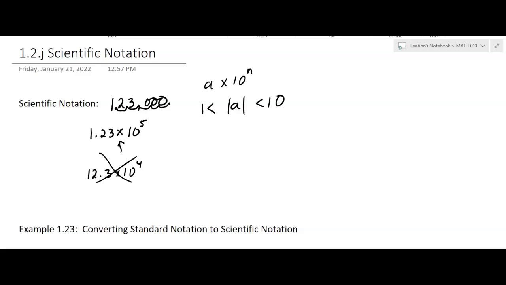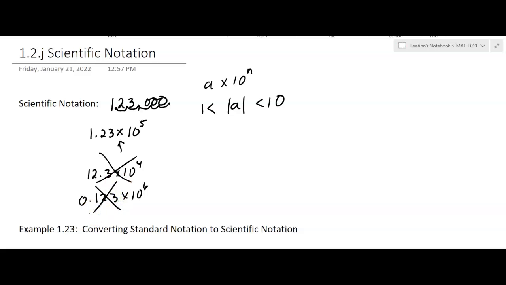All right. But you can't move the decimal too far or not far enough. Like if you tried to put 0.123 times 10 to the 6th. Again, the value works, but it's not considered scientific notation.